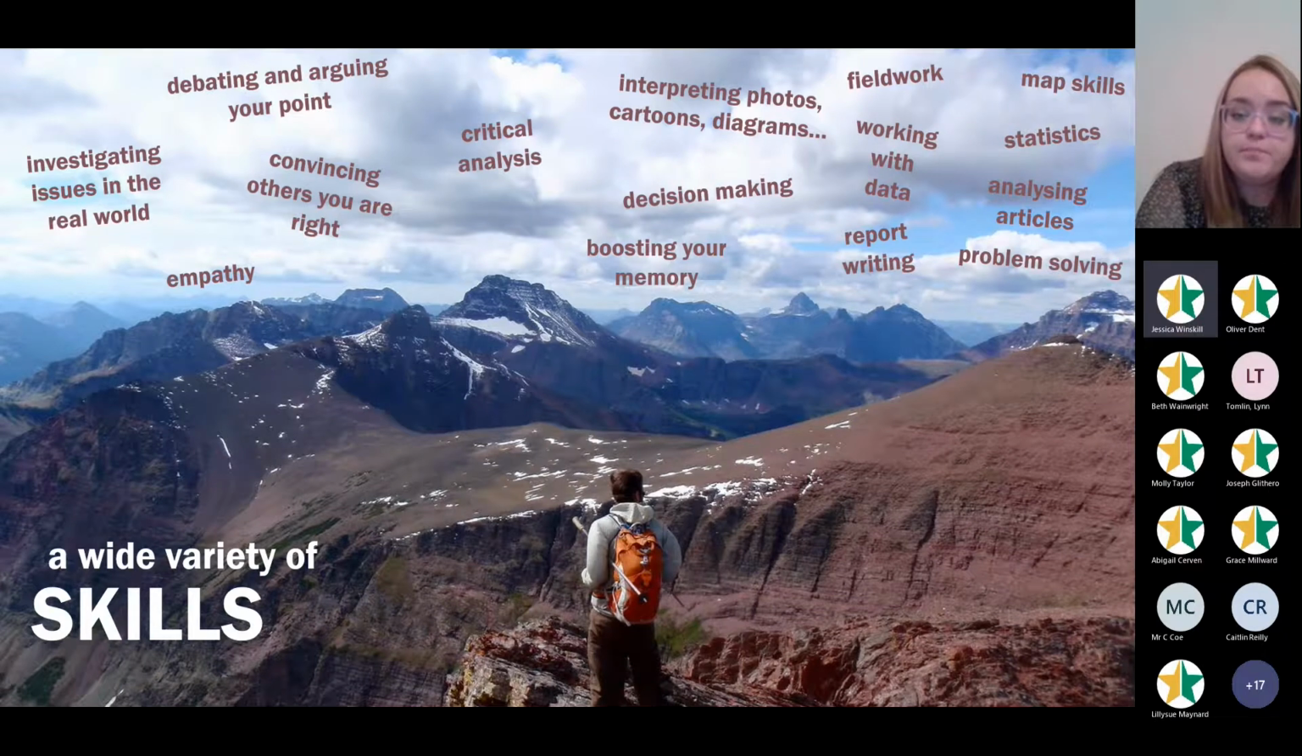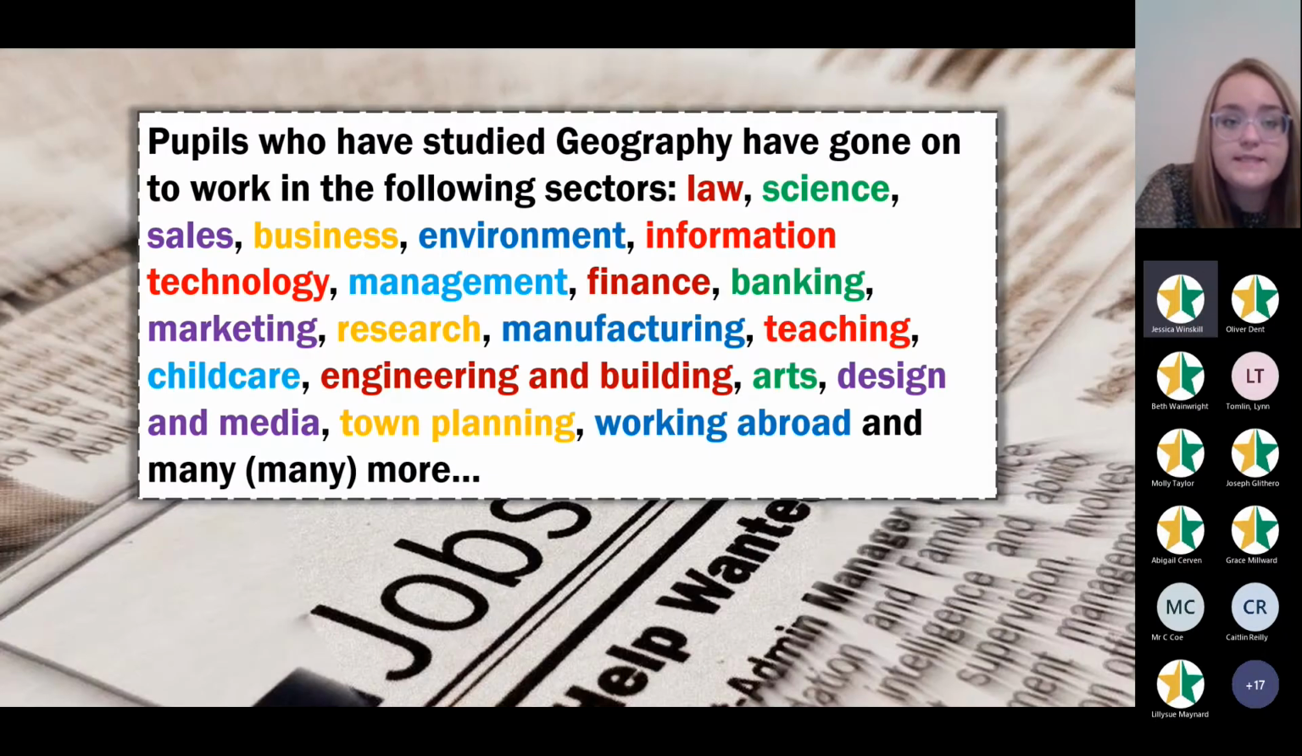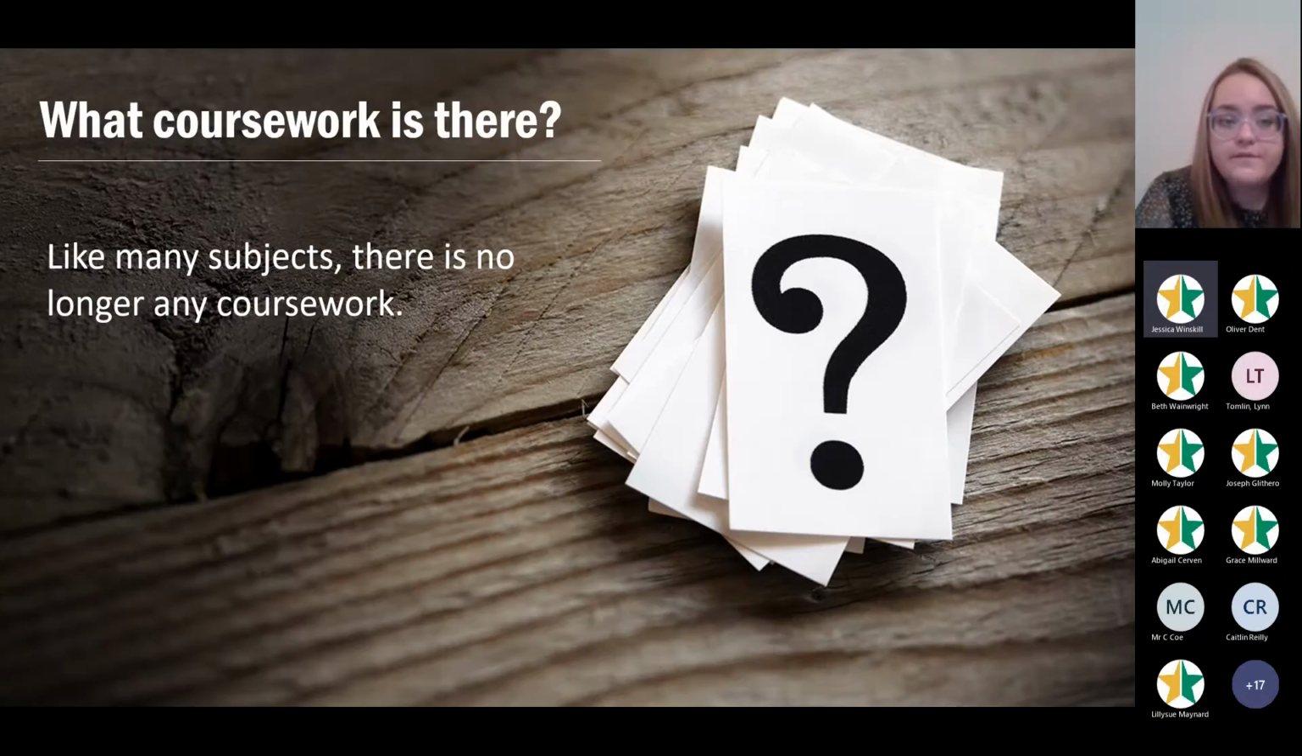In terms of potential careers, you could go anywhere with geography, really. Lots of people who have studied geography have gone on to those sectors there, from law to finance to design and media, to working abroad, to going into childcare. So there's lots and lots of potential job opportunities linked to geography. Coursework, I've already mentioned, we don't have coursework anymore. They got rid of that for this new spec.